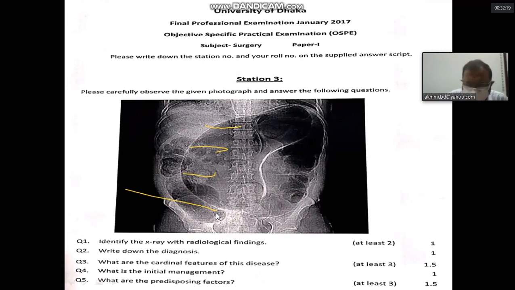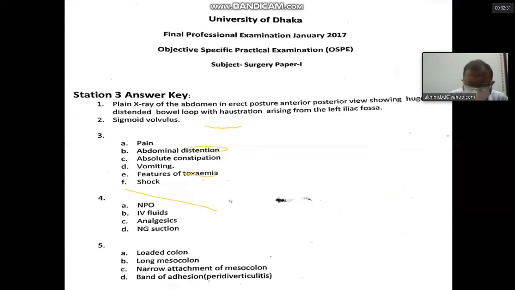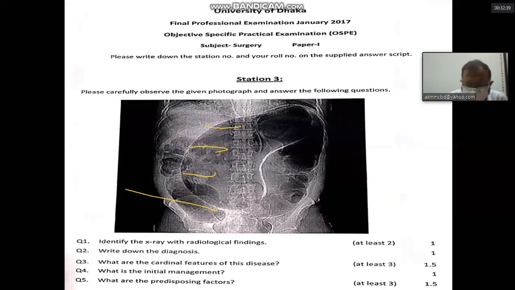Okay. So this gas shadow is present in the large intestine, and there is a huge gas shadow that is tire-like in shape, and it is a classical finding in sigmoid volvulus. So huge gas distended bowel loop with haustrations arising from the left iliac fossa. See, the haustrations are mostly seen in the left side, also in the right side, but mostly in the left side.